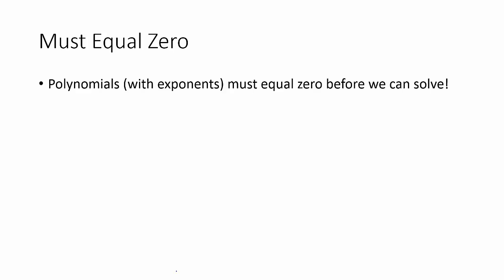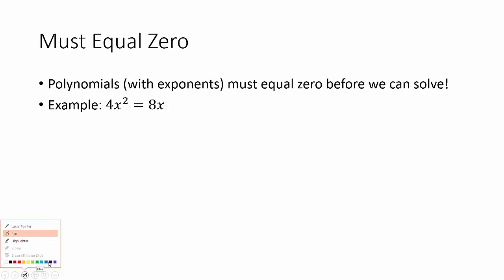But another important point is with the zero product rule, the equation must equal 0. It's not the 7 product rule. It's the 0 product rule. So whenever we have polynomials, we must be equal to 0 before we can solve the problem. If my problem says 4x squared equals 8x, I need to do some work to make it first equal to 0 before I can solve it.